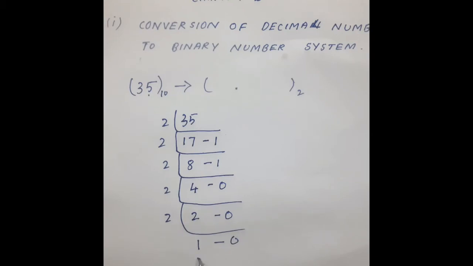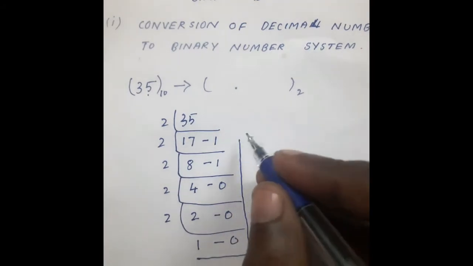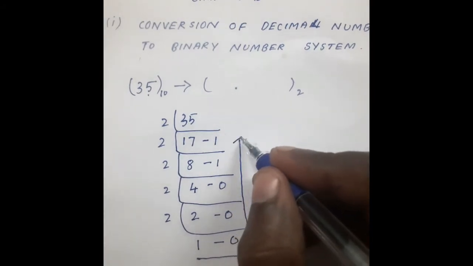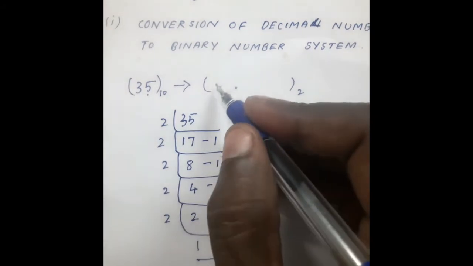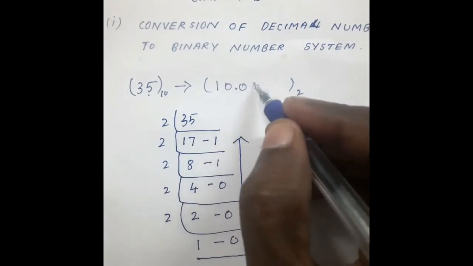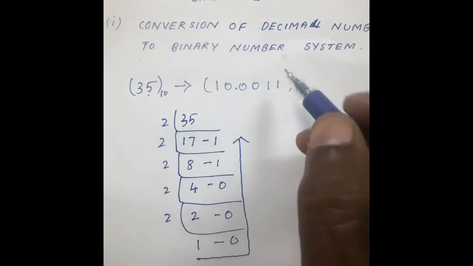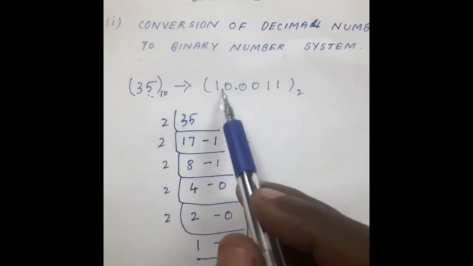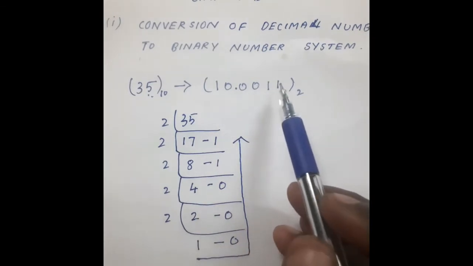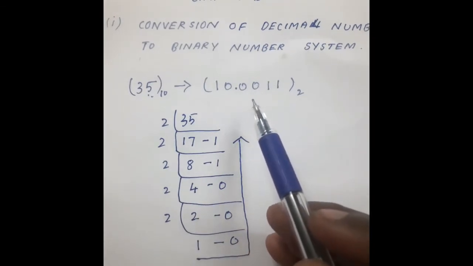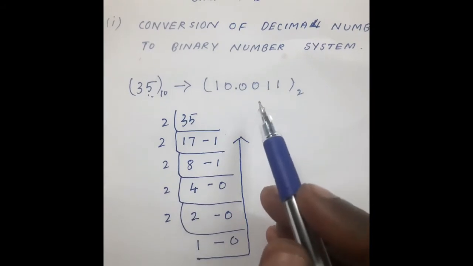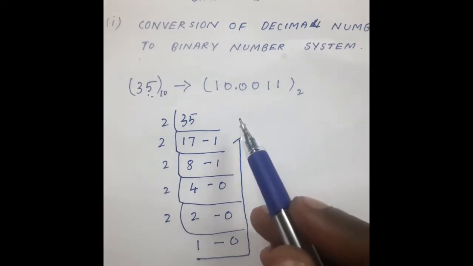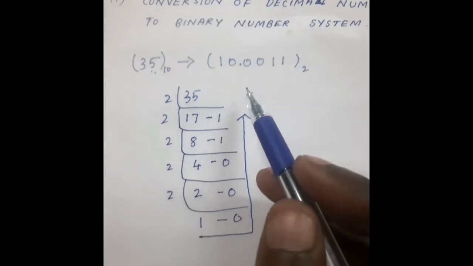Now you just write the binary number in this direction: 1 0 0 0 1 1. The equivalent binary number for decimal 35 is 100011. Last class I gave you some homework. Please do it again, and if you have any doubt, convey it through WhatsApp.